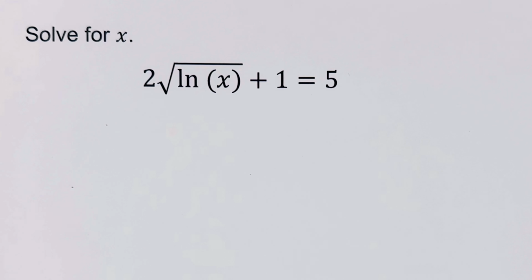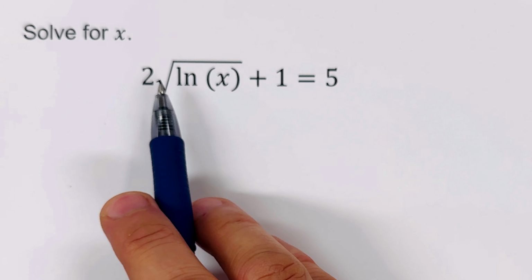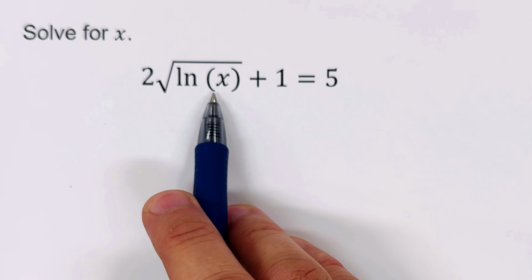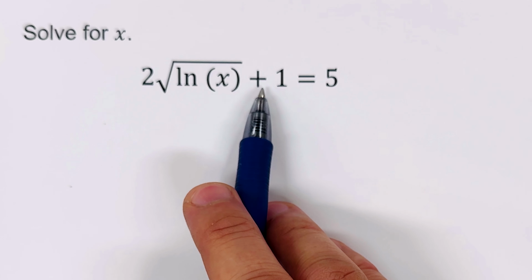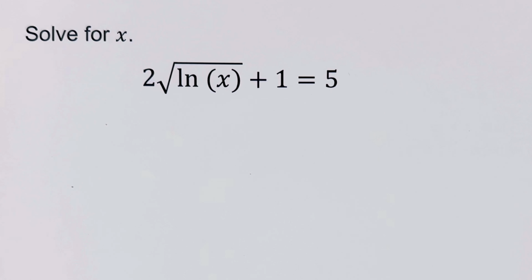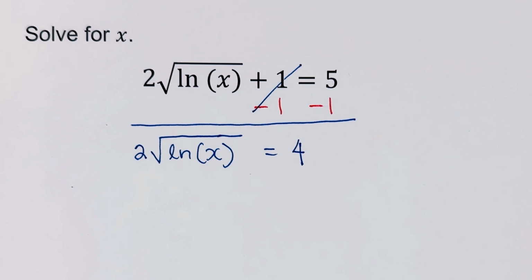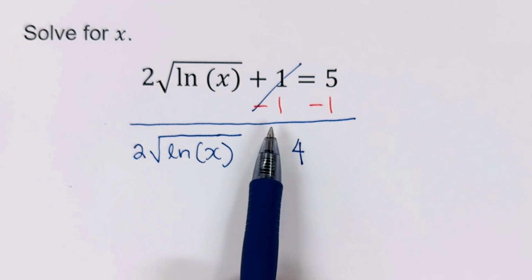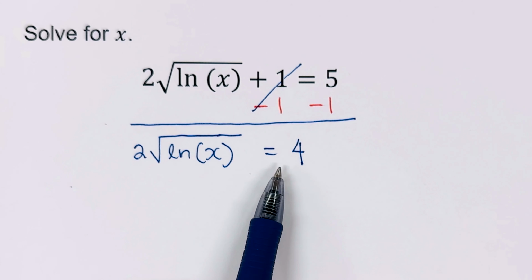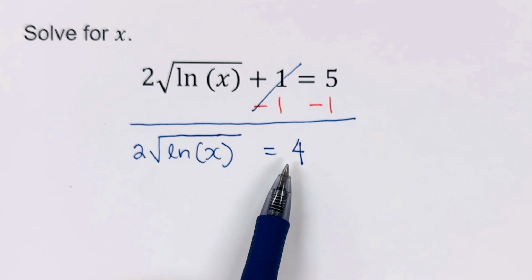For this example, we're supposed to isolate the square root of ln of x on one side of the equation, which means we need to get rid of 1 and 2 on the left side. We can do that first by subtracting 1 from both sides. So if we subtract 1 from both sides, we're left with 2 square root of ln of x equals 4, because 5 minus 1 is 4.